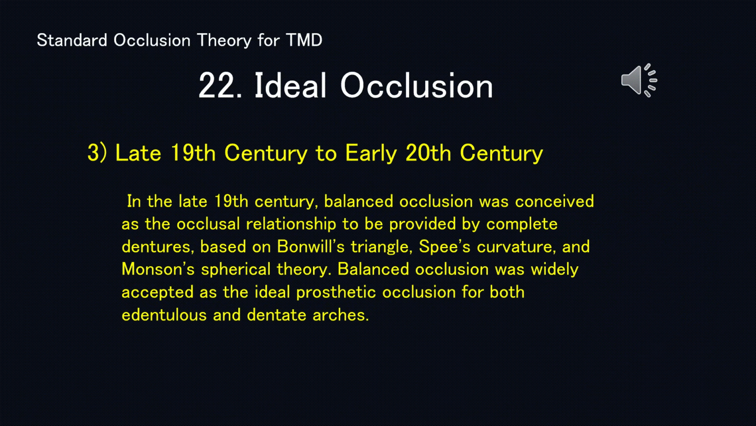3. Late 19th century to early 20th century. In the late 19th century, balanced occlusion was conceived as the occlusal relationship to be provided by complete dentures, based on Bonwill's triangle, Spee's curvature, and Monson's spherical theory. Balanced occlusion was widely accepted as the ideal prosthetic occlusion for both edentulous and dentate arches.